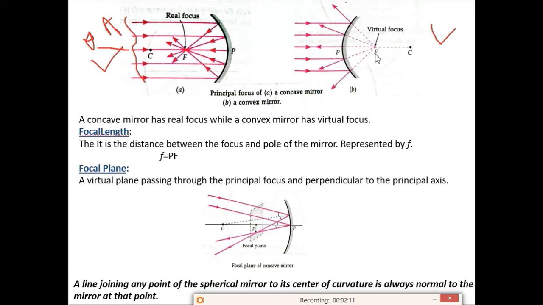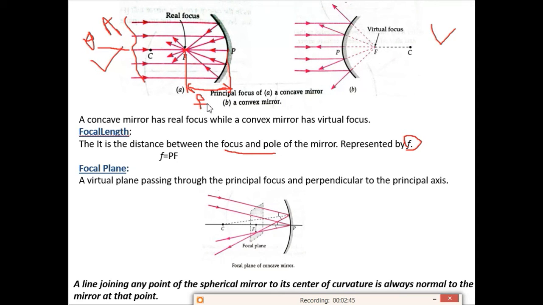Then focal length. It is the distance between the focus and pole of the mirror, and it is represented by small f. Okay, distance between focus and pole. Focus means principal focus. This is the focus, and this is the pole. The distance between the focus or principal focus and pole is called what?